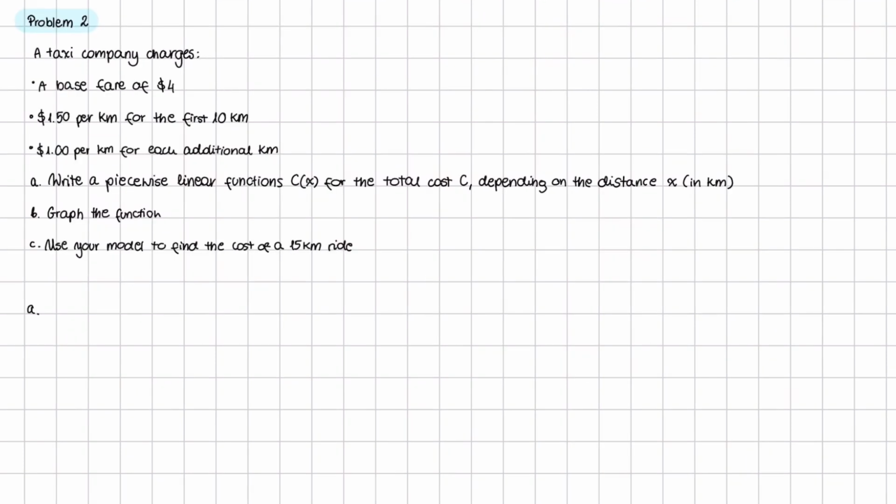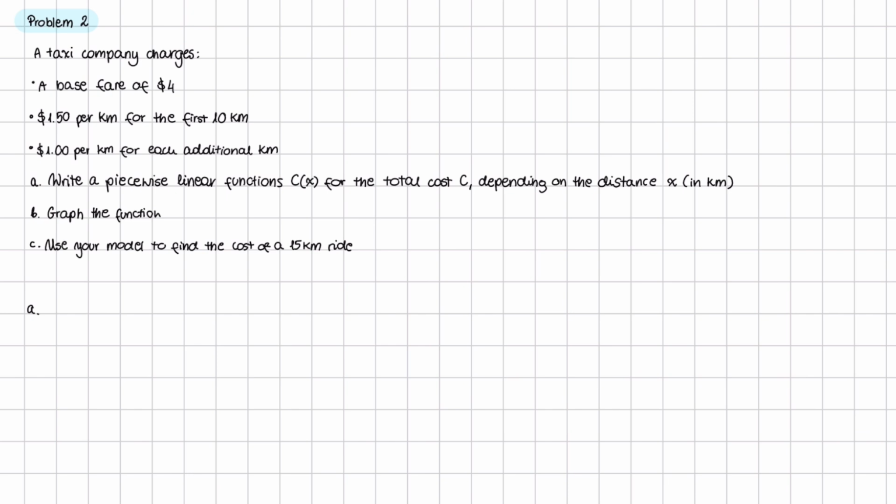Problem 2, it's a little bit more complicated because we have to write piecewise linear functions, C for the total cost C depending on the distance x in kilometers. And we have some important information: a base fare of $4, so it's a fixed cost, $1.5 per kilometer for the first 10 kilometers and $1 per kilometer for each additional kilometer.